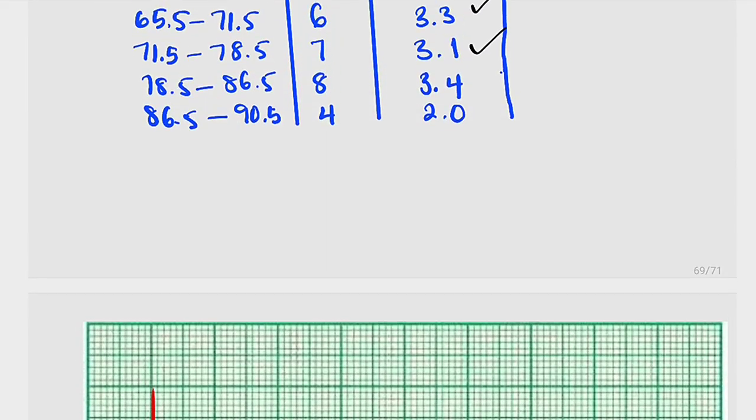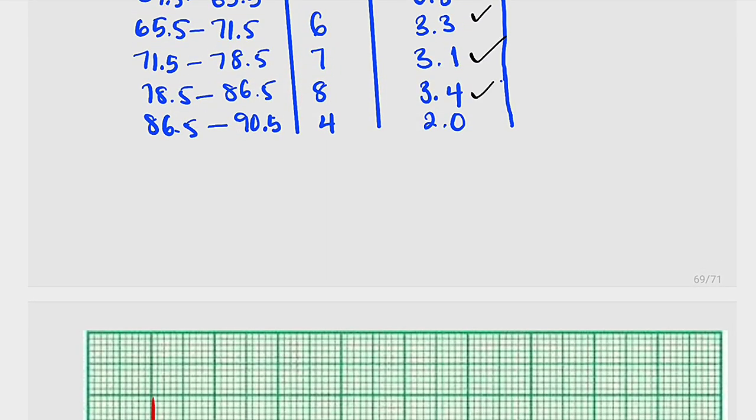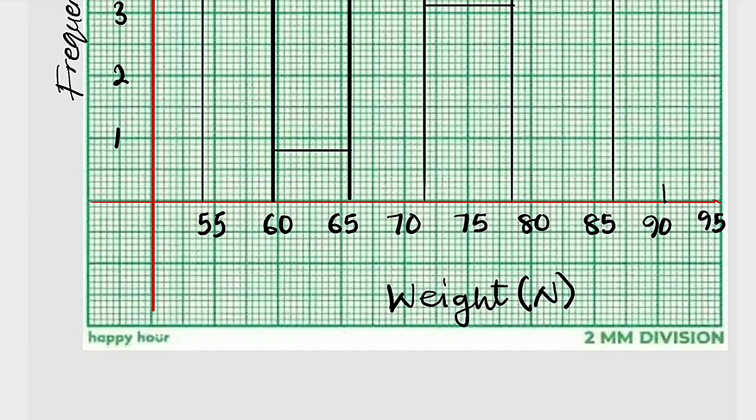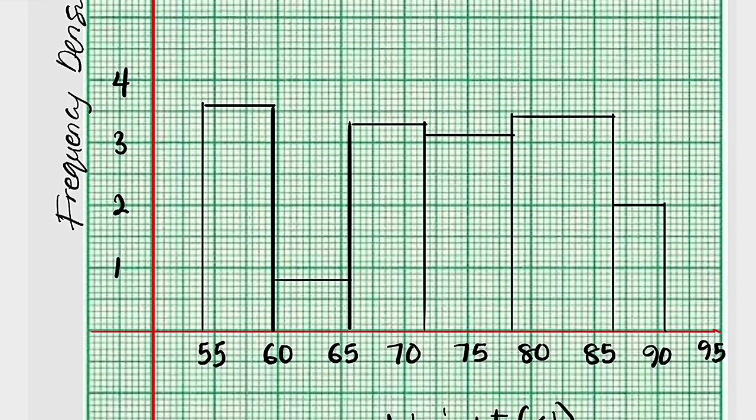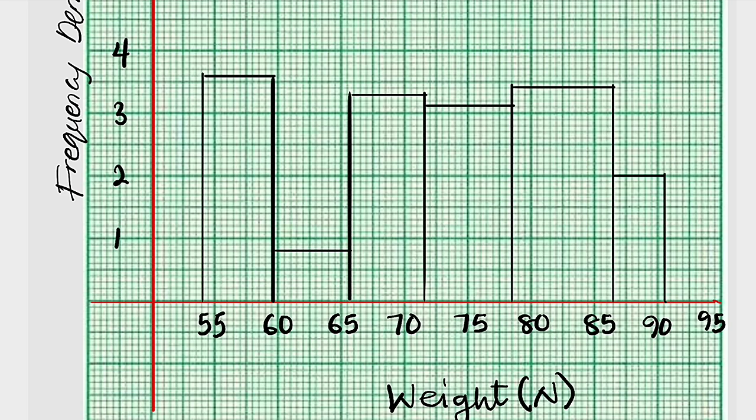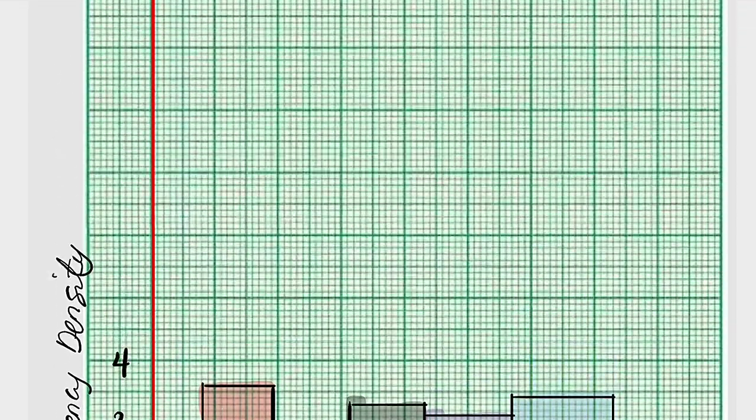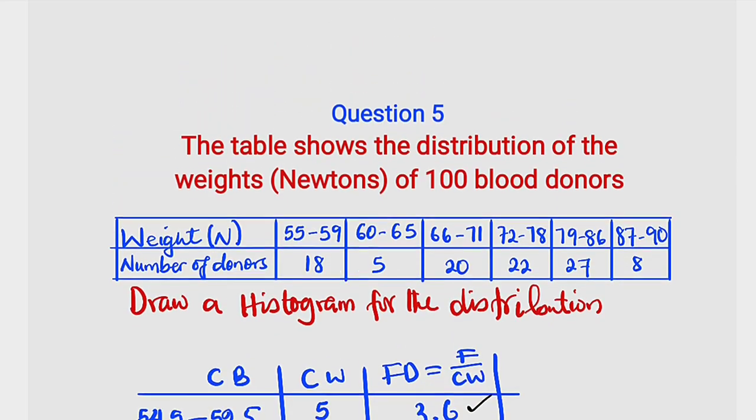This is 3.4. And the last one, from 86.5 to 90.5. This is 90.5. And what is the frequency density? It is 2. So this is our histogram. If you like, you can shade it. So yeah, this is our histogram. Now let's move on to the other question, which is question number 6.